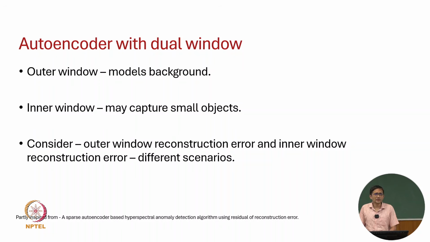Whereas, think about the reconstruction error to be high with both the outer window autoencoder and the inner window autoencoder. In that case, probably we have an anomaly, right? Whereas on the other hand, think about the 2 other scenarios, one of them high, one of them low. What does this imply? So this leads us to different interesting scenarios.